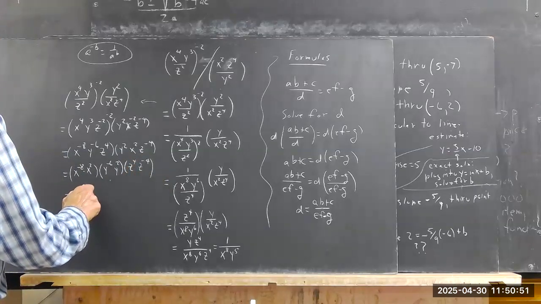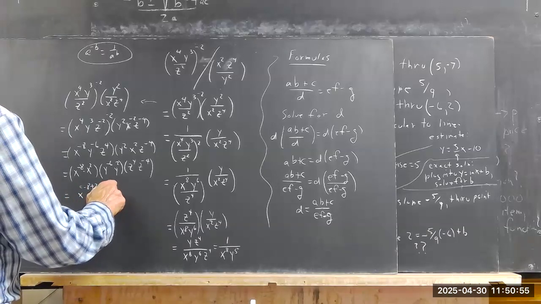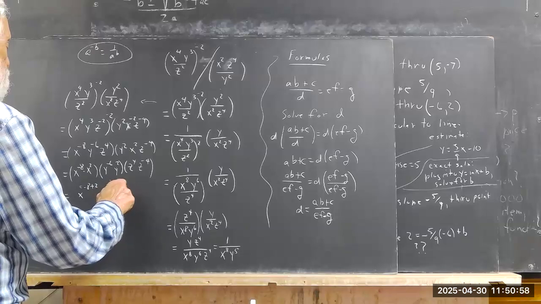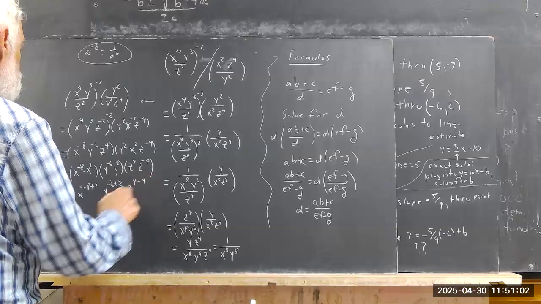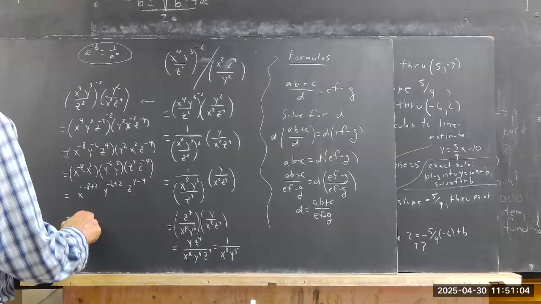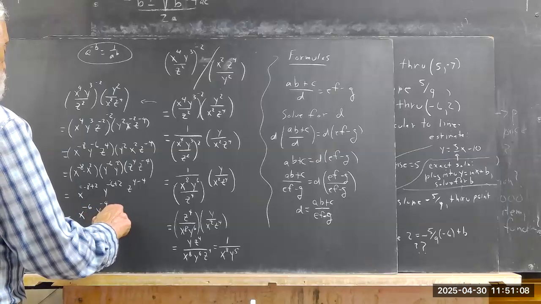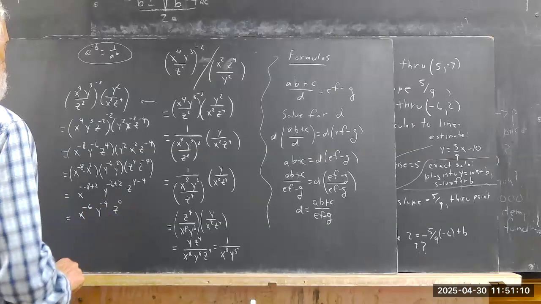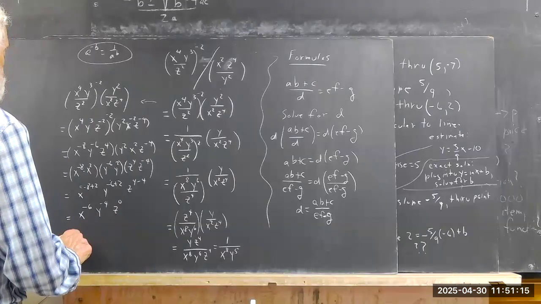This then equals x to the negative eighth plus two, y to the negative six plus two, z to the four minus four, which is x to the negative sixth, y to the negative fourth, z to the zero. Z to the zero is one.